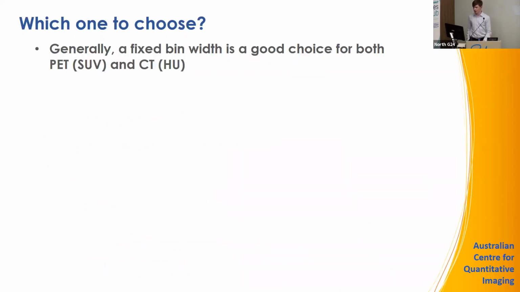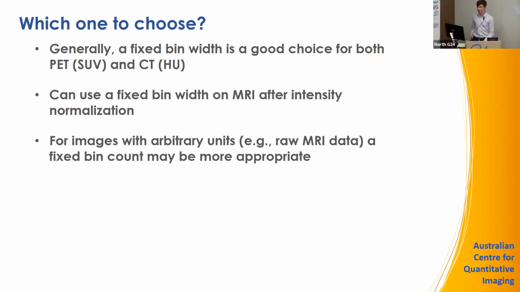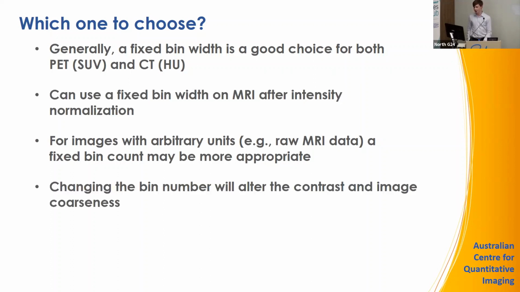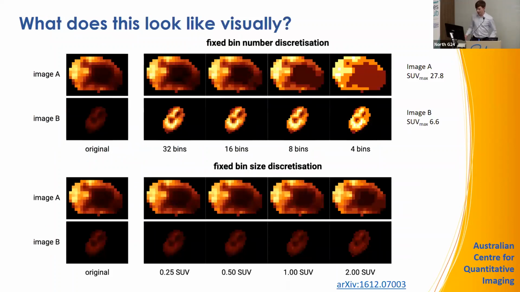So which one do I choose? Generally, a fixed bin width is a good choice for both PET with SUV and CT with Hounsfield units because they're calibrated. You can use a fixed bin width on MRI after intensity normalization, but for images with arbitrary units such as the raw MRI data, a fixed bin count may be more appropriate. Changing the bin number will alter the contrast and image coarseness, and using a fixed bin width will maintain the contrast between images. So what does this look like visually?